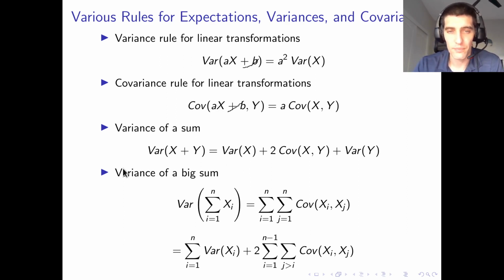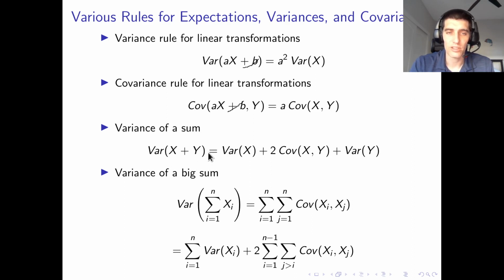The variance of a sum, the variance of x plus y, can be expanded as follows. So the variance of x plus y is the variance of x plus twice the covariance of x and y plus the variance of y. Okay. Now, this is important as a theme, so I'll just mention it. Variance behaves just like a square, right? What do I mean by that?